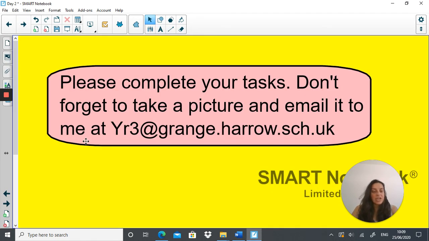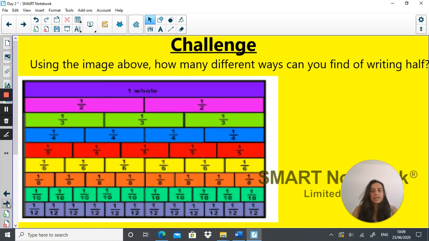If you fancy a challenge because you just can't get enough of fractions, then here it is. So you can use your fraction strips from yesterday, the chart that we had, and it says using this image below, how many different ways can you find of writing half? I'm going to write a list next there.